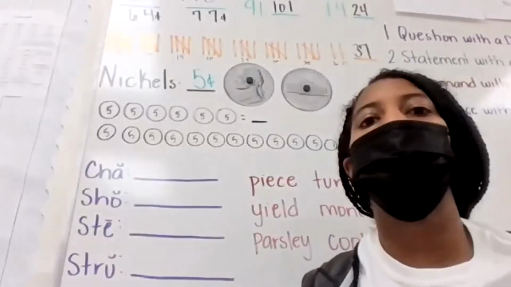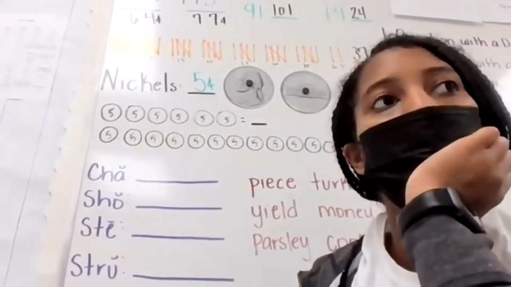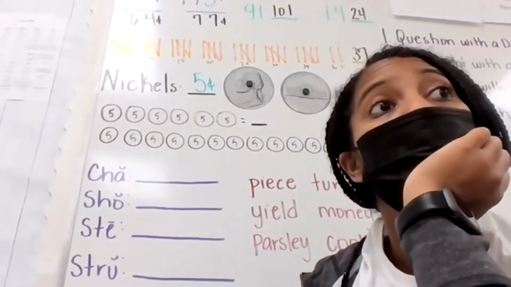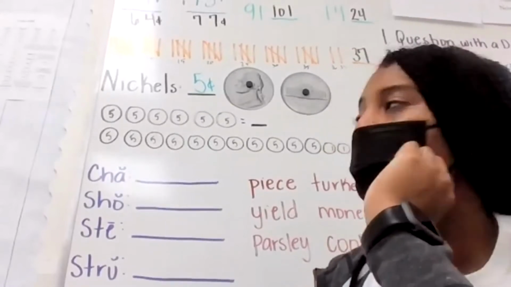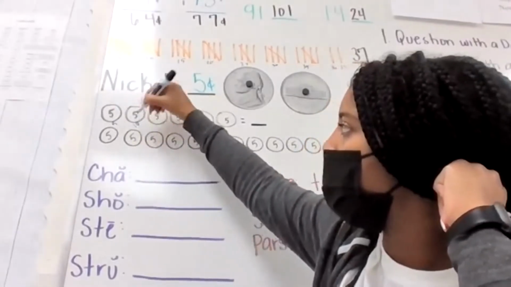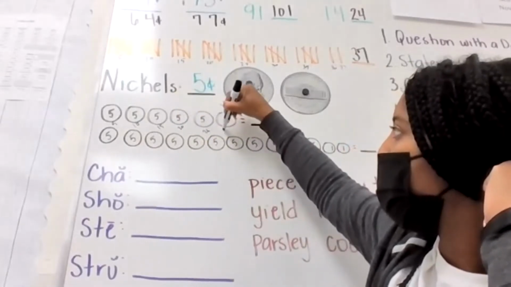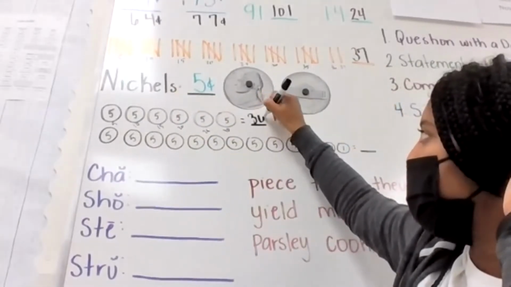All right, let's see what we have. Somebody says 30. Anybody has a different answer? Same as 30. Okay, let's see. So let's count it. 5, 10, 15, 20, 25, 30. 30 cents.